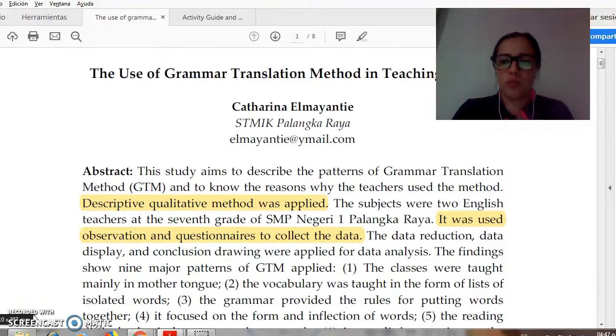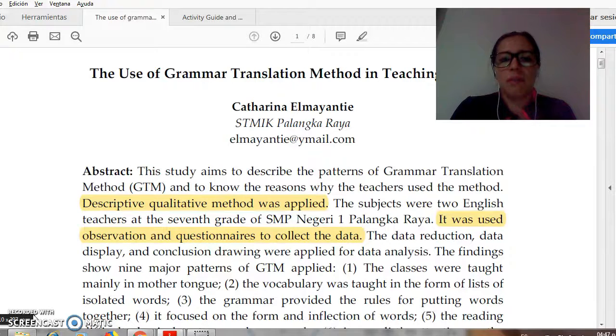The topic that I chose to talk about today is the use of grammar translation method in teaching English. Now, the qualitative method applied in this reading was the descriptive qualitative method. The subjects were two English teachers of 7th grade of the school, and it used observation and questionnaires to collect the data.